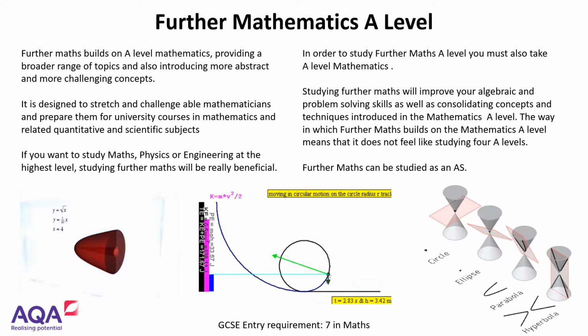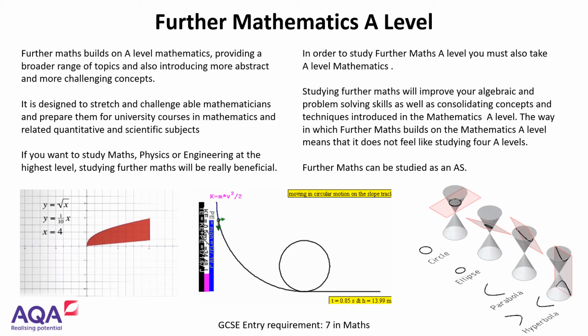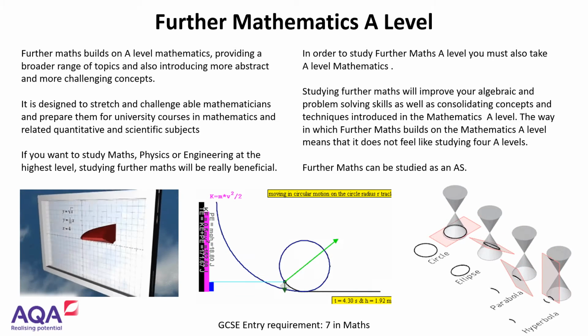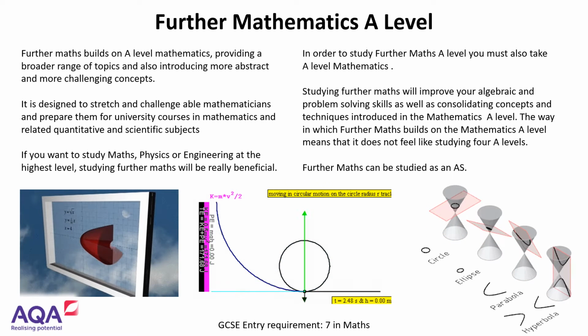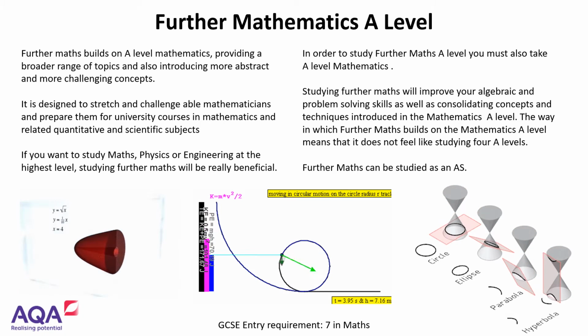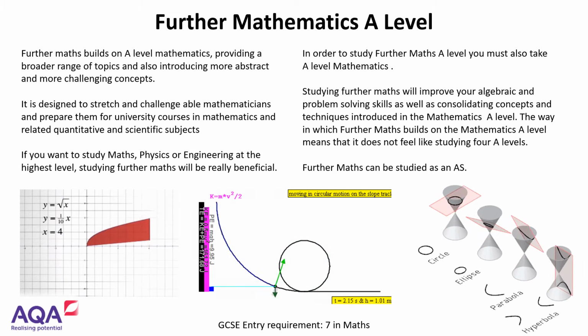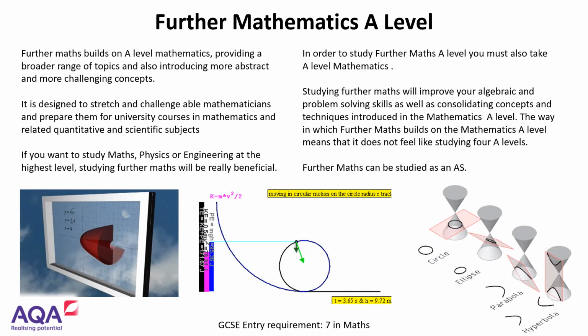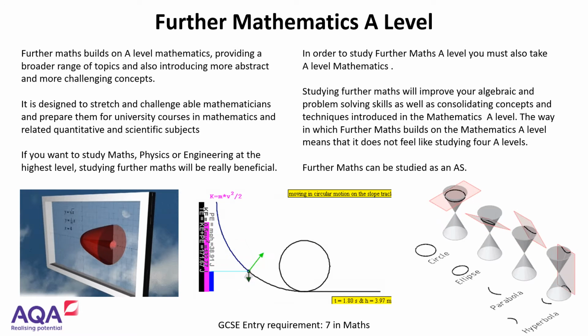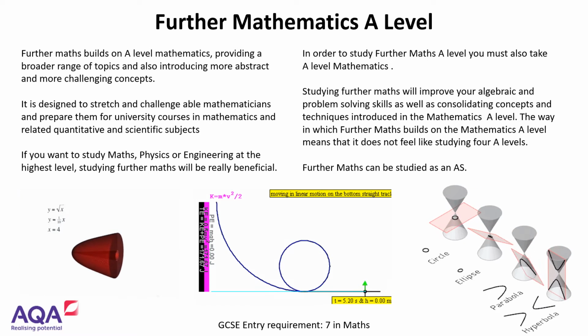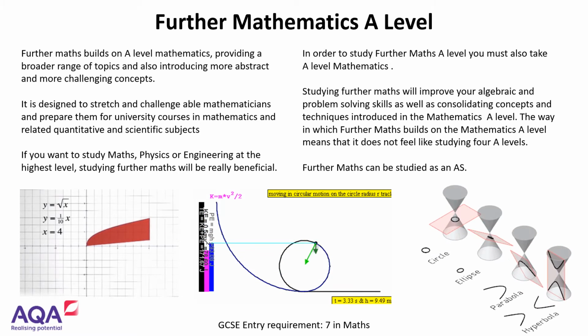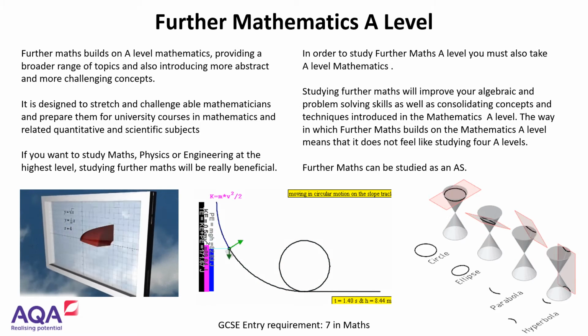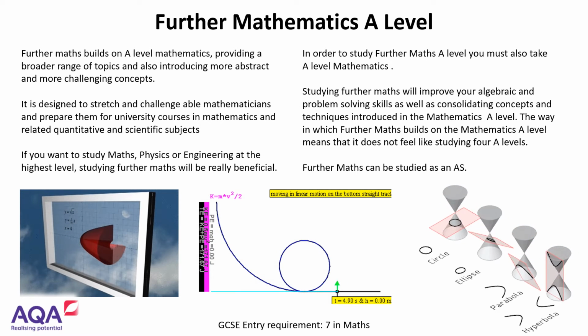If you want to study further maths in sixth form, you do also have to take normal maths A-level as well. So that can be done in addition to one other A-levels choice, so you're doing 3 A-levels in total, or you can do it in combination with 2 other A-level choices, so in total you're doing 4 A-levels. Now, studying further maths really improves your algebraic and problem solving skills, as well as consolidating concepts and techniques introduced in the maths A-level.